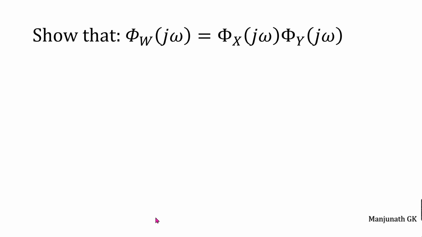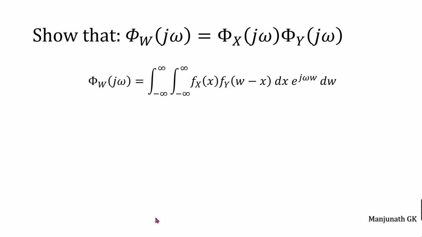All right. Next, show that the characteristic function of w is a multiplication of individual characteristic functions. So we know the definition of a characteristic function. The characteristic function is denoted as phi, and it is defined in terms of e to the power j omega w, and we know it is the bivariate PDF of two independent variables.